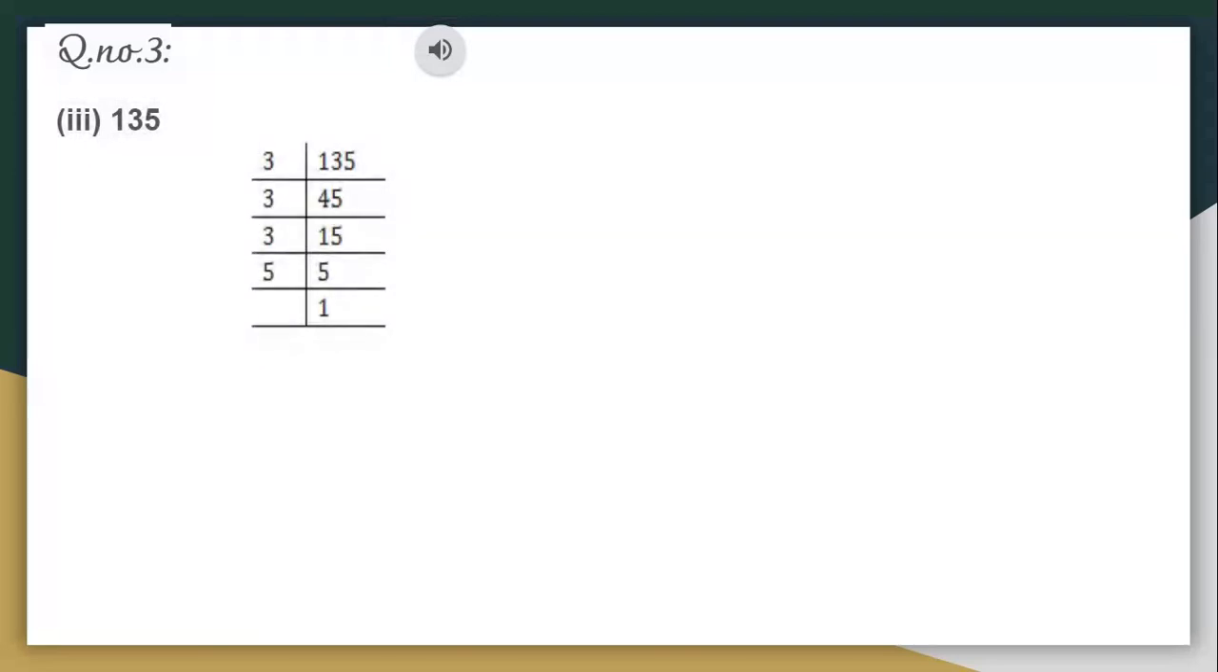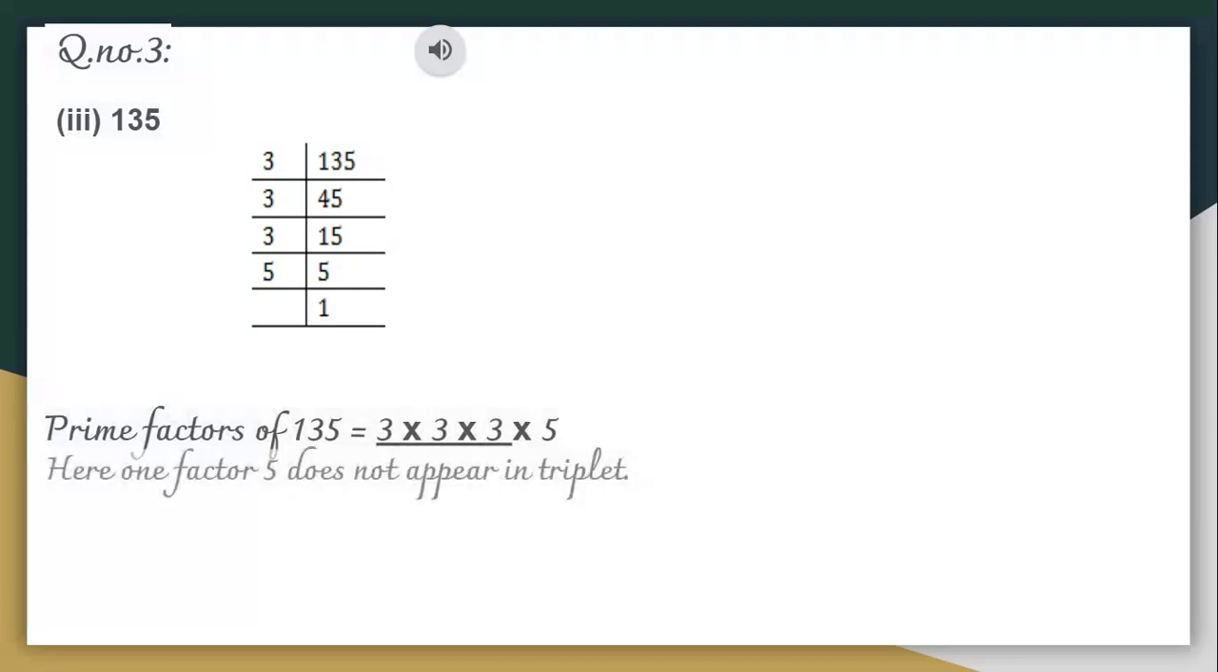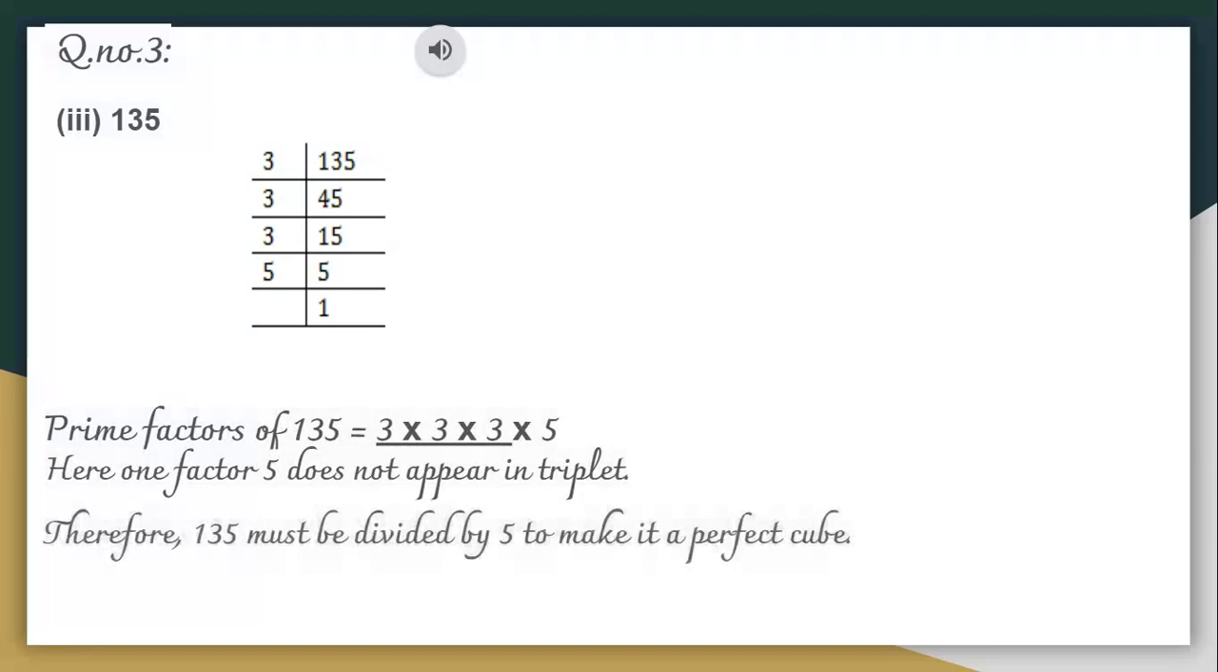Now let's see the third number, that is 135. The prime factors of 135 are 3 into 3 into 3 into 5. Here you can see 3 has the group of 3, but 5 doesn't, isn't it? So here one factor 5 does not appear in a triplet. Therefore 135 must be divided by 5 to make it a perfect cube. So 135 divided by 5 is equal to 27. We know that 27 is the cube of 3. Therefore, what is the smallest number? 5 is the smallest number by which 135 is to be divided. Okay.